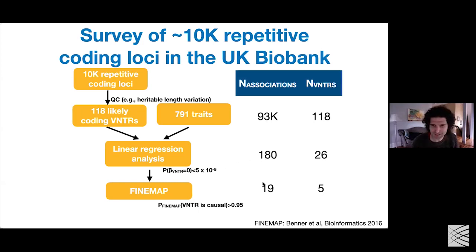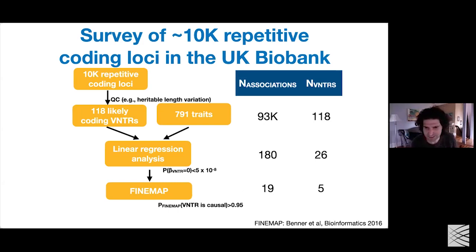And then we ran the software FineMap to compare the association statistics of the VNTRs at these 180 significant associations with those of nearby SNPs and determine which of those associations appeared to be driven by the VNTR rather than the SNPs. This left us with 5 VNTRs and 19 associations, which follow-up analyses confirmed: the VNTR appeared to be causal at the locus.